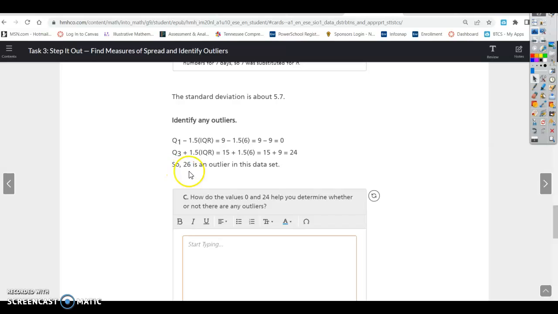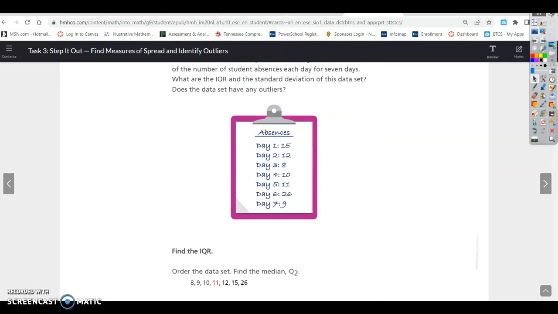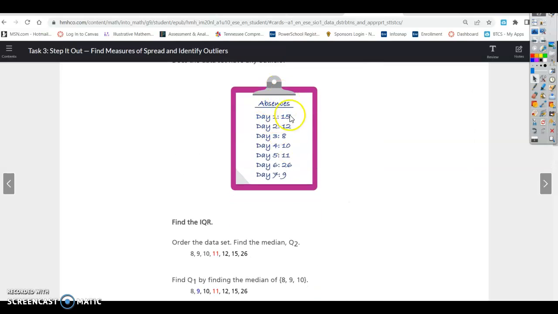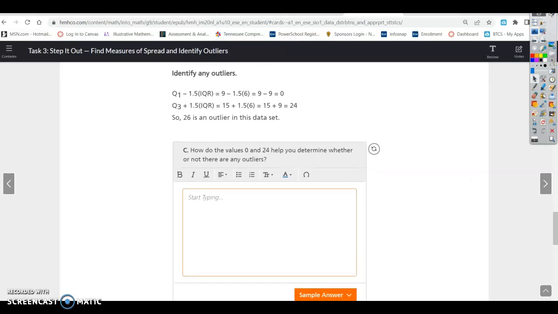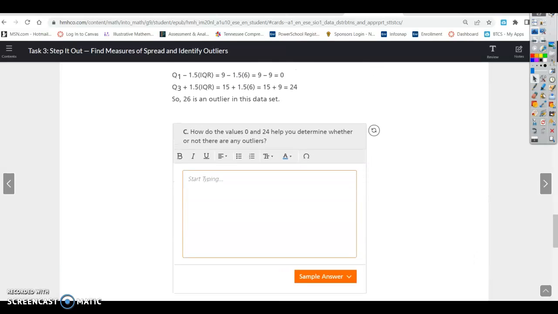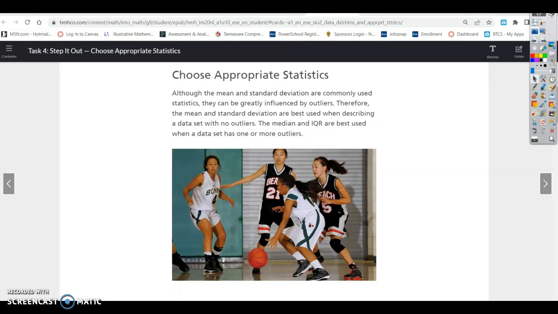All right, so it says 26 is an outlier in the data set. So everything between 0 and 24 would not be considered an outlier. So if you look up here on the original data set, 15, 12, 8, 10, 11, 26, 9, 26 is the only number that falls outside of the 0 and the 24. So that's why the 26 is considered an outlier. All right, that's all for task 3. If you have any questions, let me know.